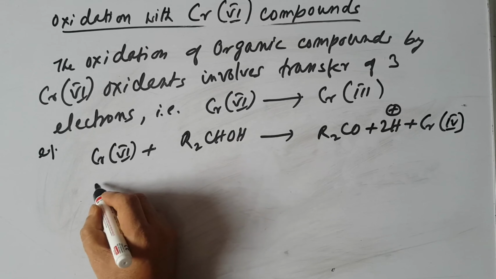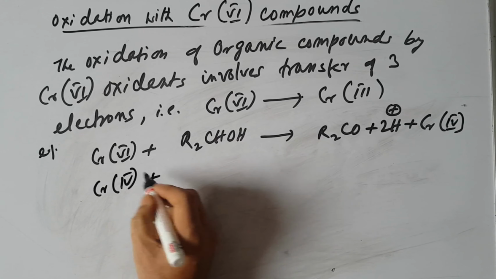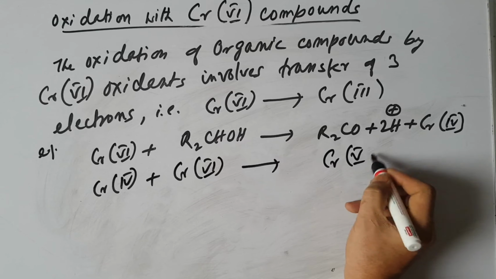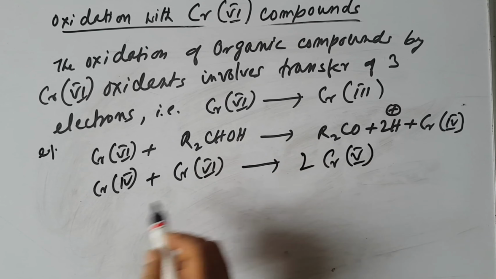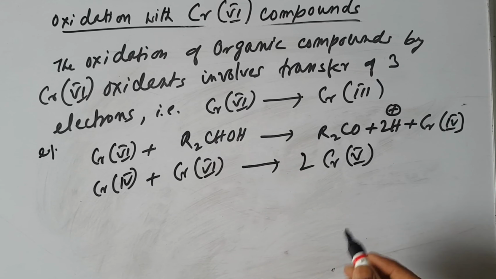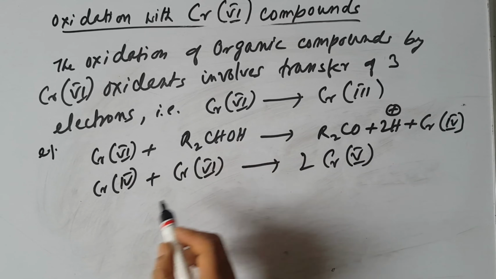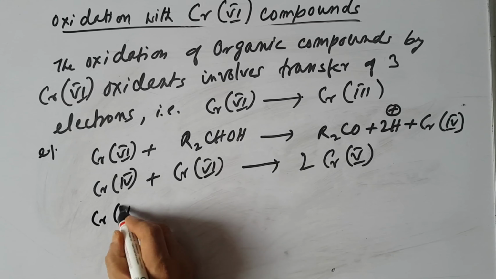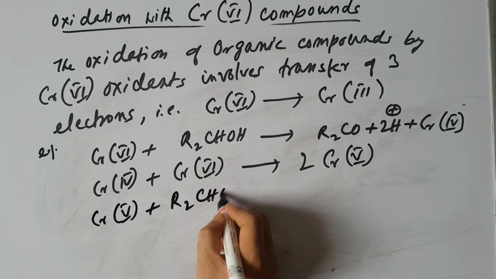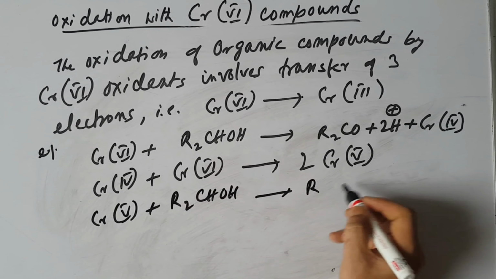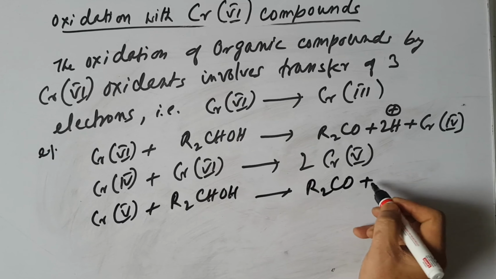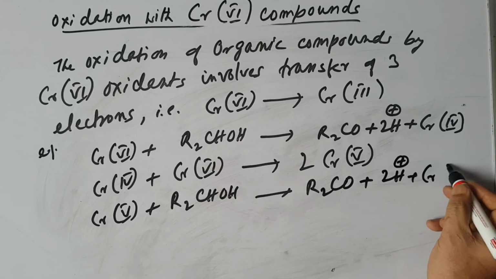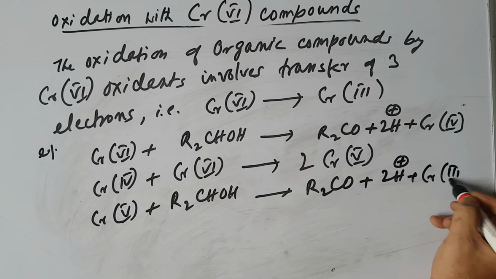Again, this chromium 4 can react with chromium 6, and then we get chromium 5. In this step 2 electrons are transferred. So overall, the net transfer is 3 electrons. Then this chromium 5 reacts again with the secondary alcohol, which is oxidized to the ketone, along with H plus and chromium 3. So here chromium 5 goes to chromium 3, and 2 electrons are transferred.